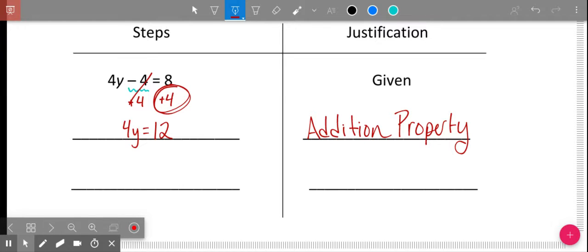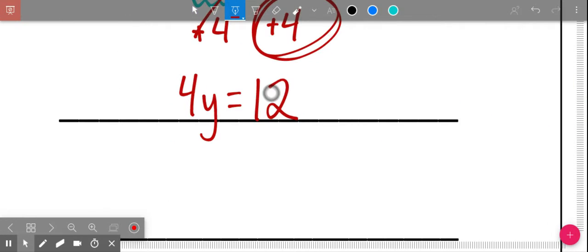Now the y is almost all by itself, not quite yet, but it's almost there. So that means we need to get rid of this 4 right here. The 4 and the y are being multiplied together. So since they're being multiplied, we need to use the inverse of that, which is division. So that means we're going to divide both sides by 4.